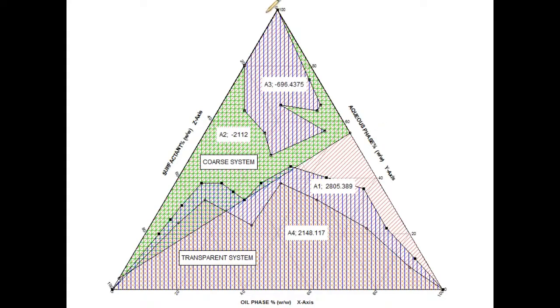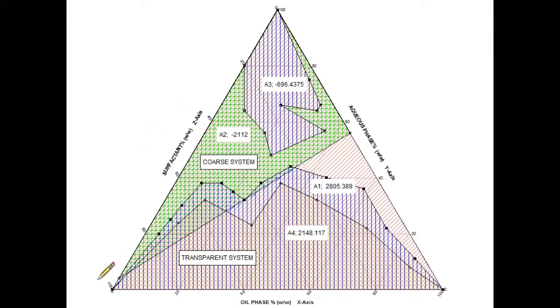Here you can see 100% of a particular component on this axis. This is the aqueous phase. Aqueous phase is 100% here, and aqueous phase is 0% on this line. So if it is present at 100% and you move downward, you will see that this is 0%, this is 10%, 20%, 30%, and so on. Similarly, surfactant is 100% at this point.